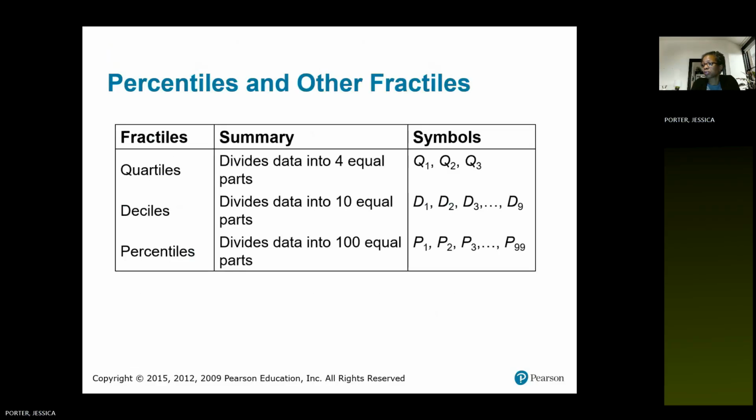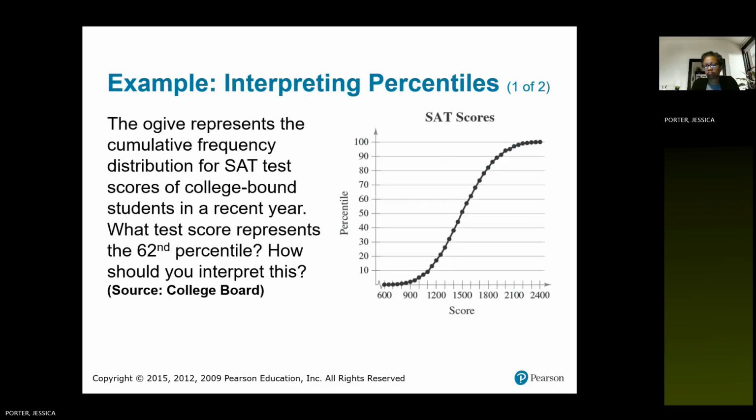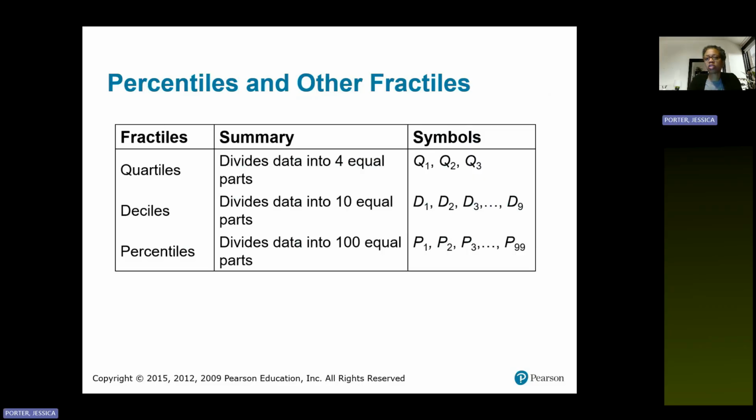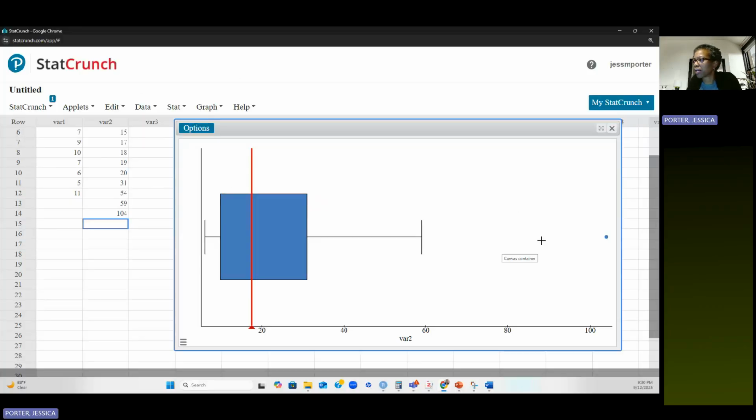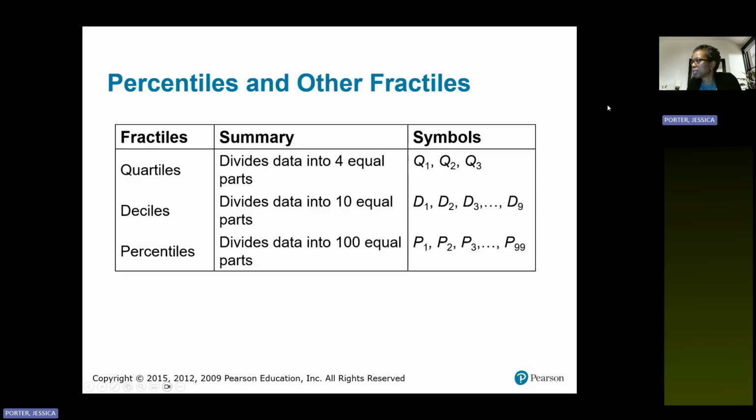Okay. A couple of things. Quartiles divide the data into 4 equal parts, deciles 10 equal parts, and percentiles is going to be 100 equal parts. And we're used to working with percentiles. Let me look at 2.5 question 1. I have a note to myself to look at that.